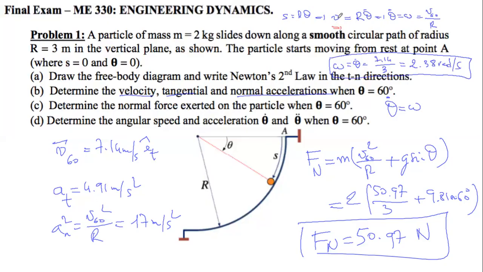From here, you know that the derivative of v is a tangential, which is r theta double dot. So the tangential acceleration that I know already, 4.91, is equal to r, which is 3, times theta double dot. So the angular acceleration, which is theta double dot, sometimes we call it alpha, is 4.91 divided by 3. You do the calculation, it gives you 1.64 radian per second squared.